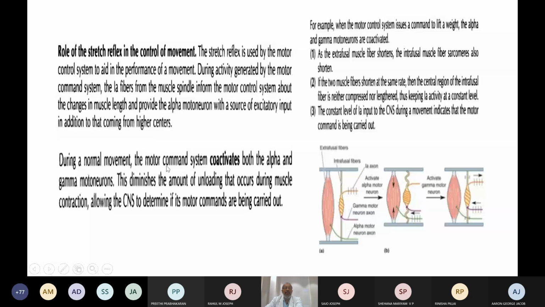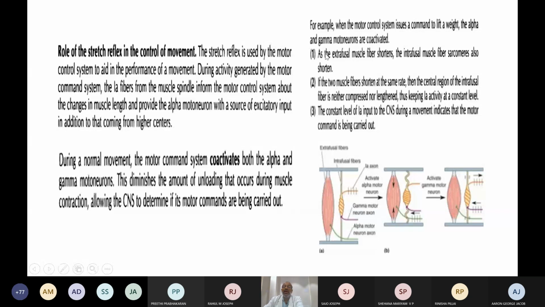During normal movement, the motor command system co-activates both alpha and gamma motor neurons. This diminishes the amount of unloading that occurs during muscle contraction, allowing the central nervous system to determine if its motor commands are being carried out.